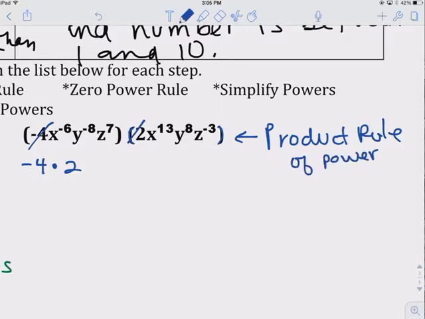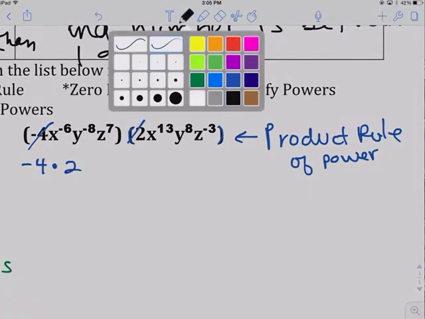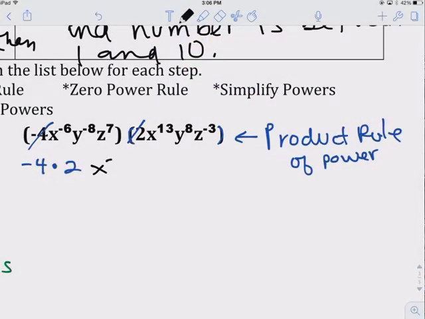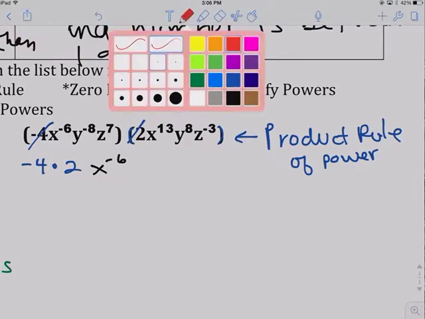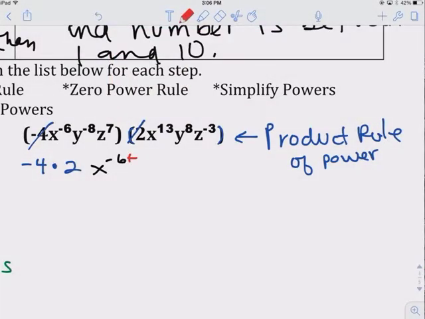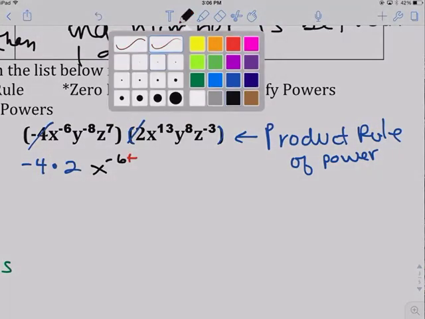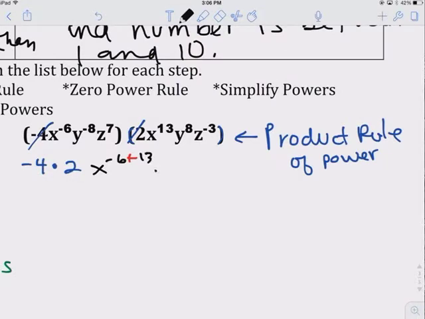Okay. So then you add the exponents, right? That's x negative 6 plus 13. Y negative 8 plus 8. Z 7 plus a negative 3. And then we're going to simplify, right? Simplify powers, correct? We call this simplify powers.